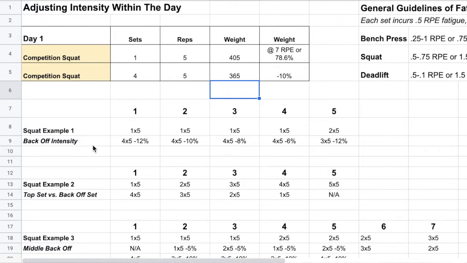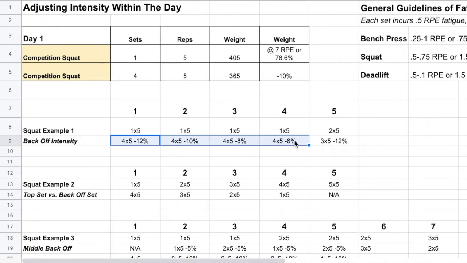So the first thing is back off intensity. I even started lower. We could start at a 12% drop. That would be a pretty sub-maximal set, dropping 12% off of something that's already just a 7 RPE. We could go 10%, we can go 8%, we can go 6%. That isn't anything special there, but it's just an idea. That right there is a way to progress intensity.